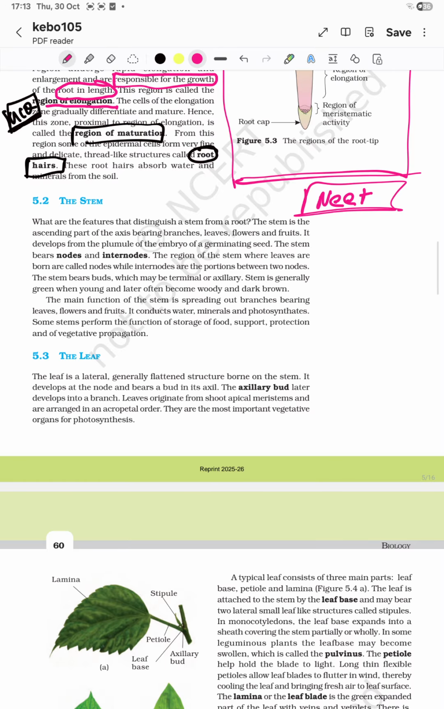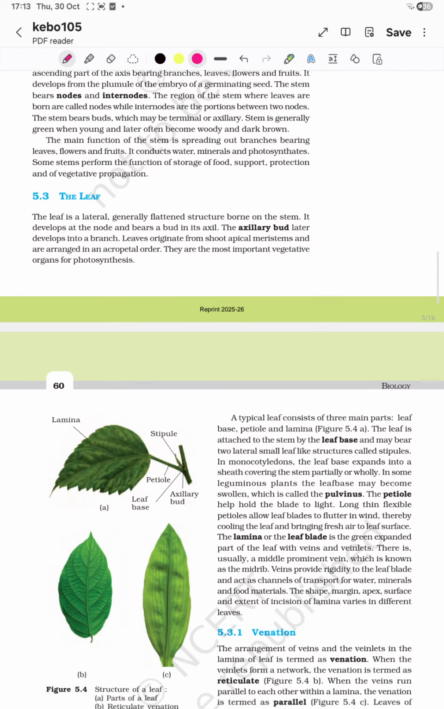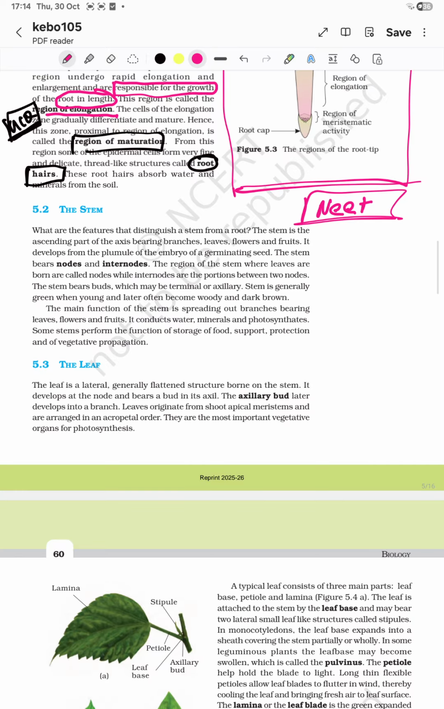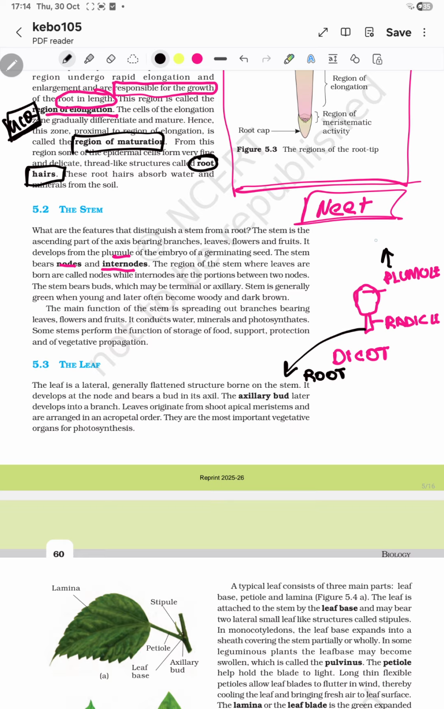Now we'll go to the stem. So you must know for the stem what is a node, what is an internode, from where does the stem develop. See, we have a seed. It will have something called a radicle and a plumule in a dicot. In a monocot, it is coleoptile and coleorhiza, which I will tell later. Now, focusing on dicots, the radicle grows into a root. The plumule grows into the stem.